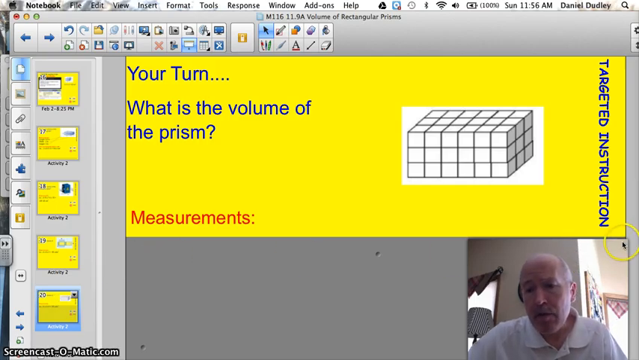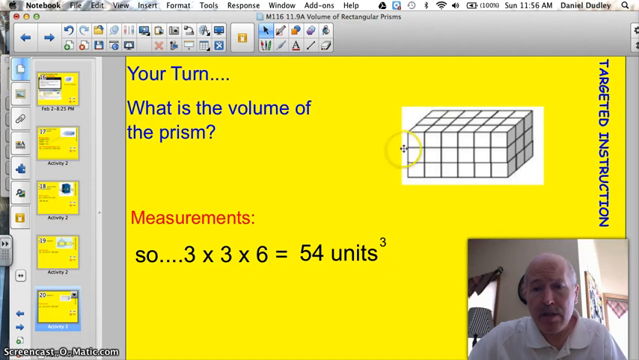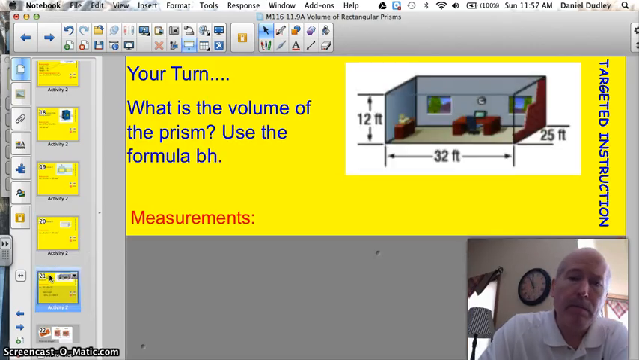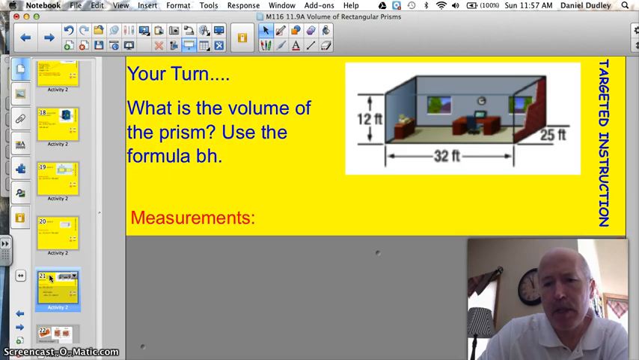You could just count those out and find that it's 3 this way, 3 this way, and 6 this way, and pop them in. 3 times 3 times 6, 3 times 3 is 9, times 6 is 54 units cubed. Very nice. All right, one more. What is the volume of this prism? And I'd like you to try using that base height formula. Go ahead and give it a shot. Pause it.